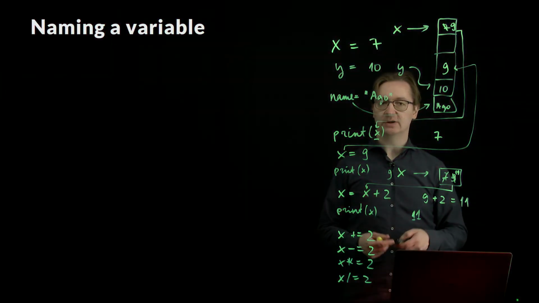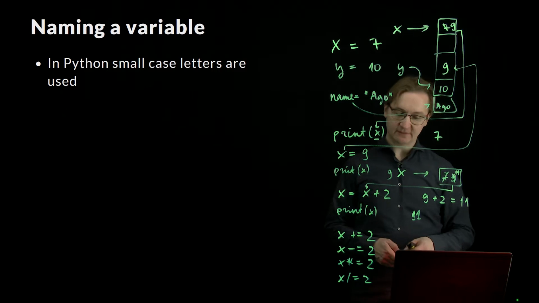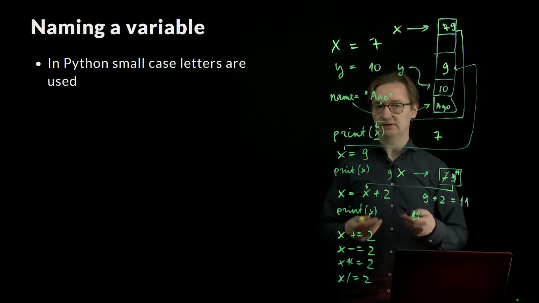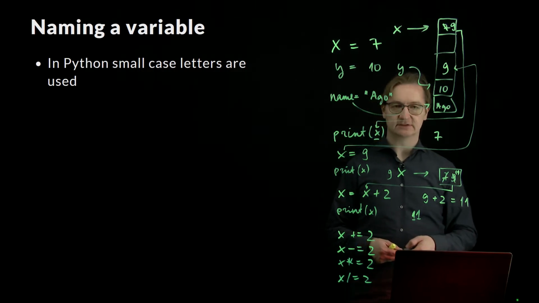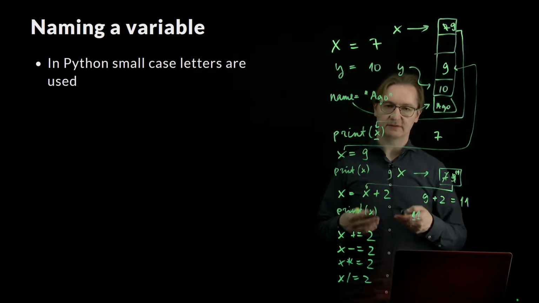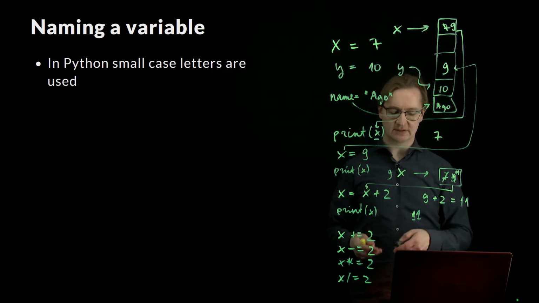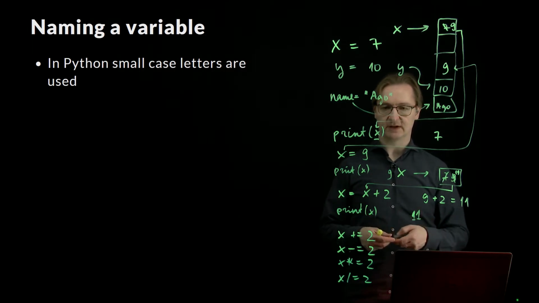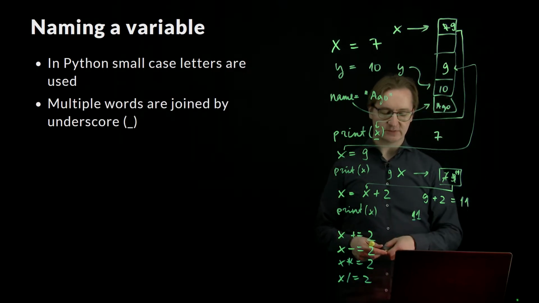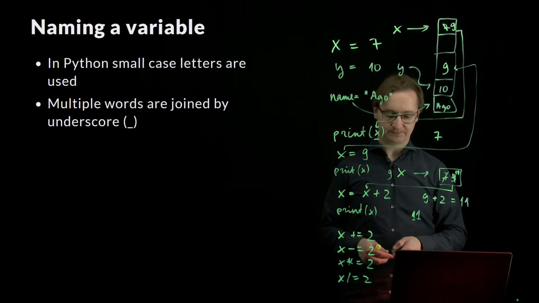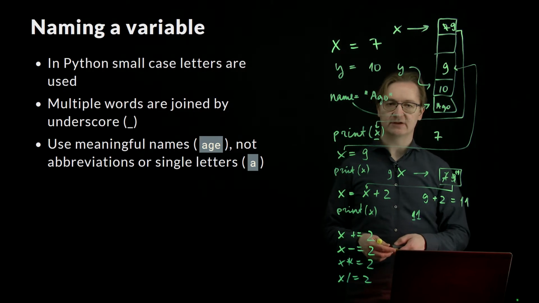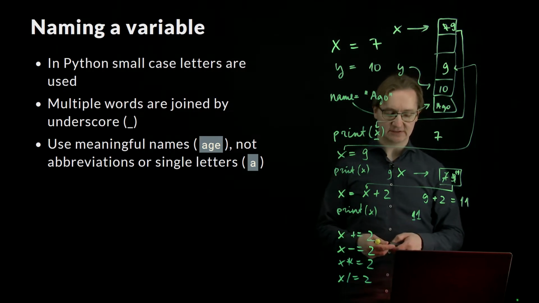Let's talk about how to name variables. In Python, we use lowercase letters and Latin letters only. You can use different letters or different characters, but Python convention says that we should use lowercase letters for variable names. In case we have multiple words, we join them by underscore, and we should use meaningful names instead of abbreviations or just random letters like ABC and so on.